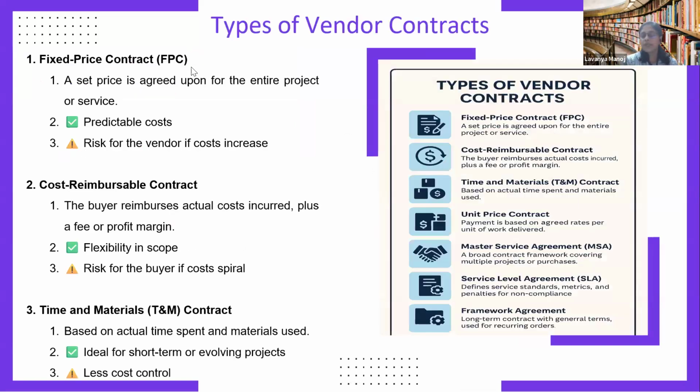Now there are types of vendor contracts. The first type is the fixed price contract. Here the price will not change at all. Till the contract period ends, the price will be fixed, whether it is for one lot of goods, or one unit of goods, or per piece, or per component, or whatever it is. For the entire project, till the entire supply is met, the price will not change at all. So what is the advantage? Predictable cost, because cost can be predicted, but the disadvantage is risk for the vendor if cost increases.